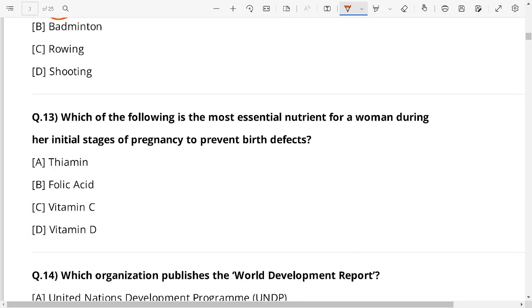Next question. Which of the following is the most essential nutrient for a woman during the initial stages of pregnancy to prevent birth defects? The right answer will be option B, that is folic acid. A few nutrients in the pregnancy diet deserve special attention. There are many important nutrients, but folate and folic acid prevent birth problems. Folate is a B vitamin that helps prevent serious problems with the developing brain and spinal cord. So the right answer would be folic acid.